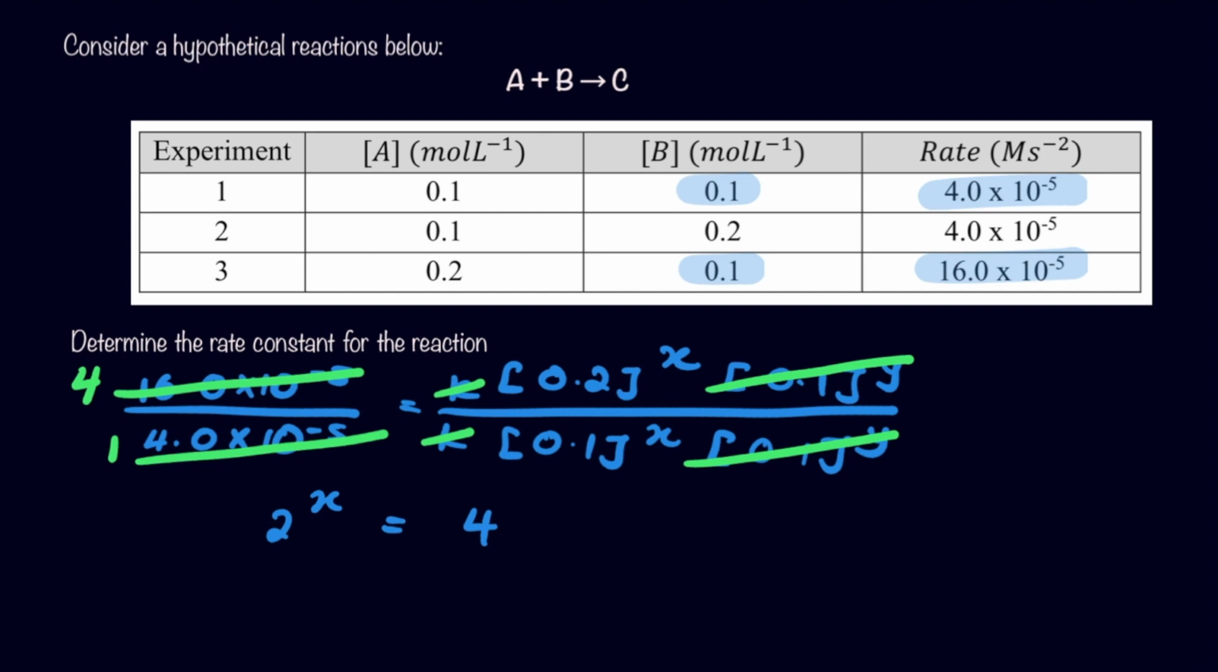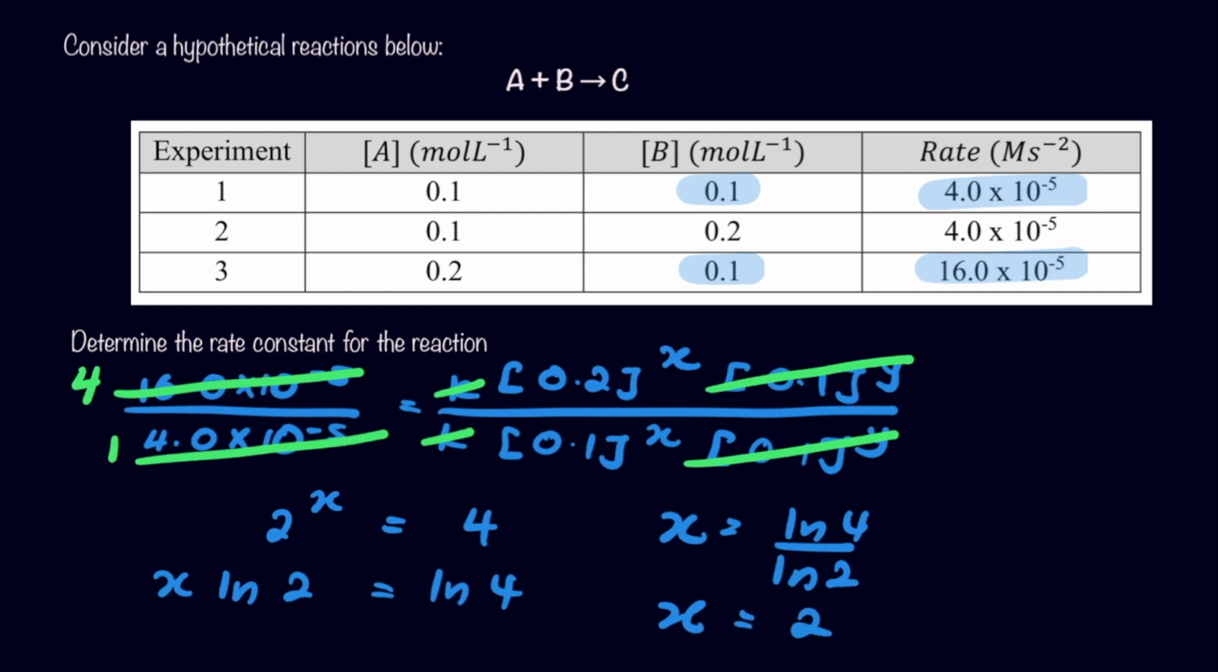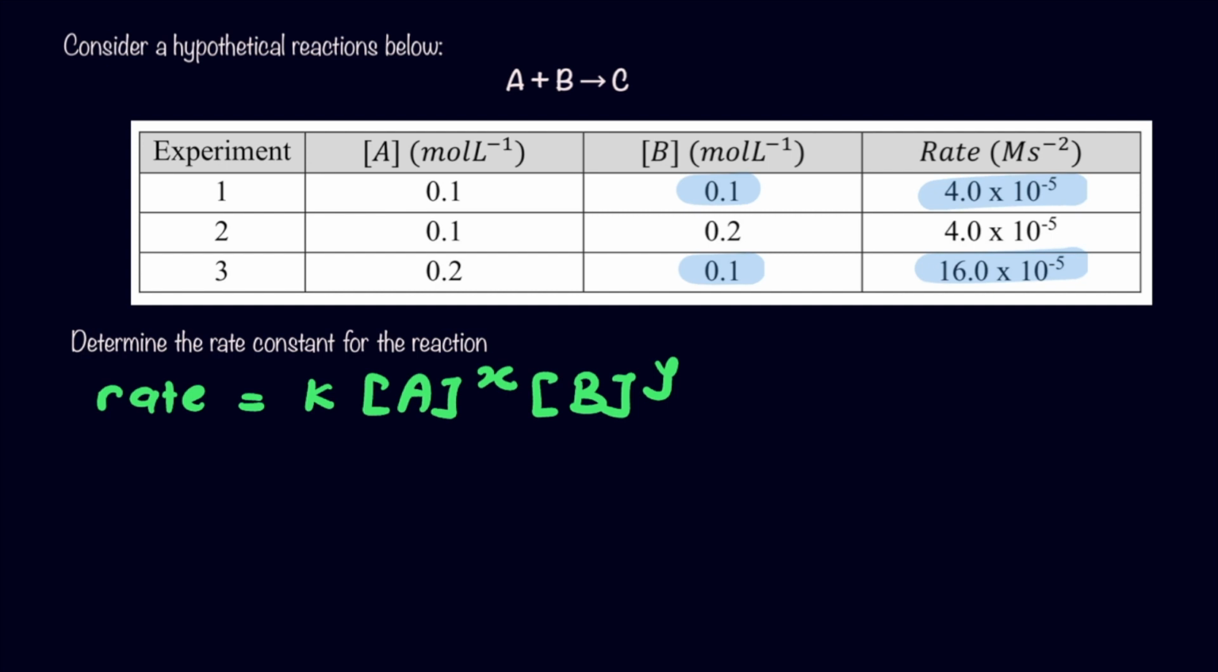We want to find the value of X, so we write X ln 2 is equivalent to ln 4, hence X is equivalent to ln 4 divided by ln 2, so you will get X is equivalent to 2. Just as at the beginning of the discussion, we know that rate is equivalent to the rate constant times concentration of A to the power of X and concentration of B to the power of Y. Therefore, for this case, A to the power of 2 and B to the power of 0.